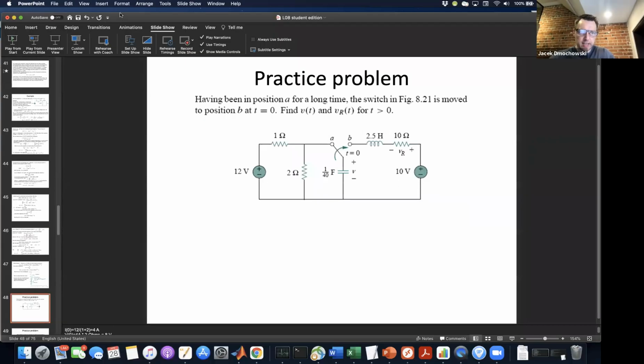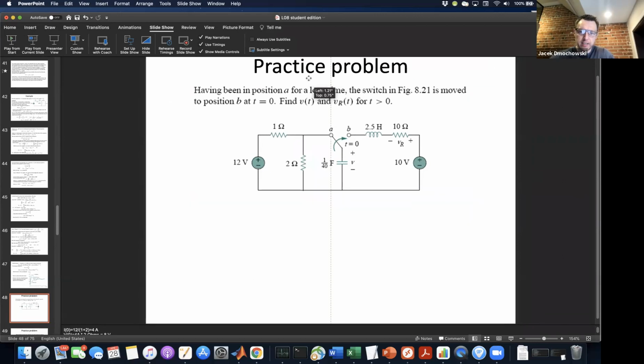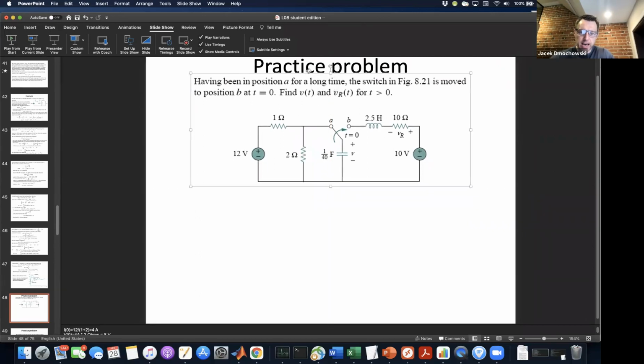All right, last thing I'm going to do here, I'm going to at least start this problem. I'm not sure we're going to be able to get through to the end of it, but I'm going to try to get as much as I can. I'm going to try to go slowly just to illustrate the concepts.